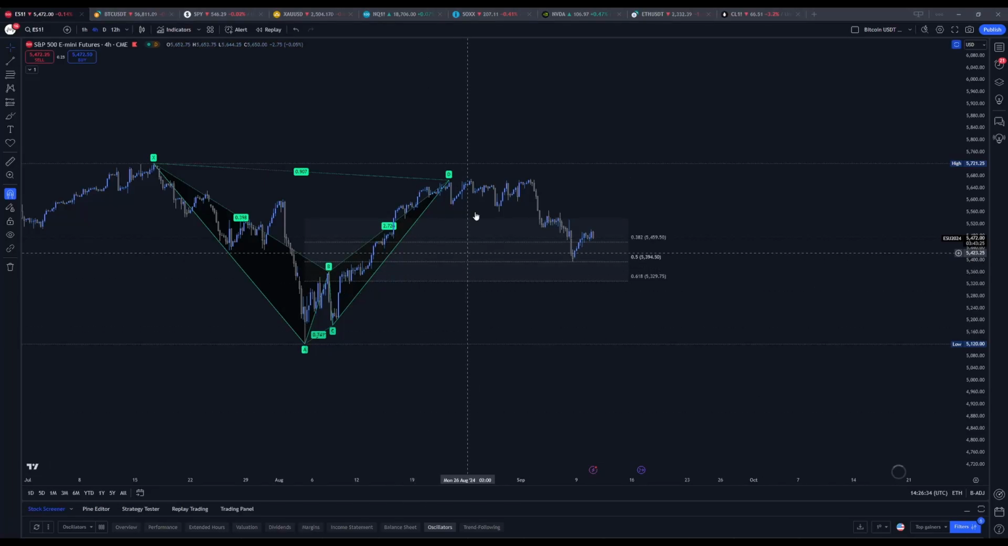Hello traders, I want to give an update on the price action for the S&P 500 and BTC. Where we are currently in the price action for the S&P 500 after executing the short position on the index, we have achieved target 1 and target 2 where we are bouncing currently.